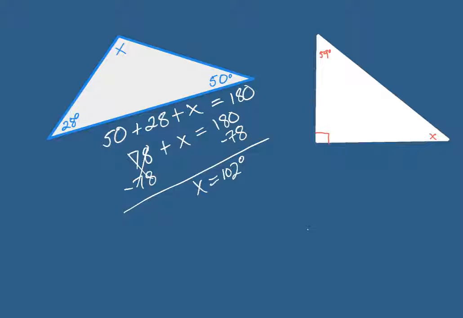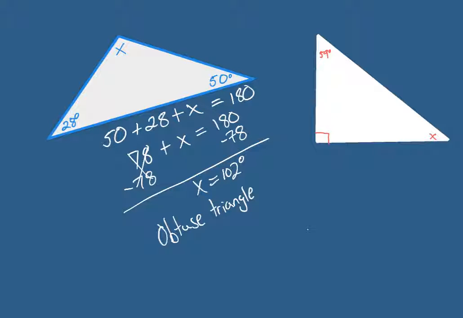Additionally, we can label this an obtuse triangle because it has an angle that is greater than 90 degrees. It would be a right triangle if it had a 90-degree angle, and an acute triangle if all of its angles were smaller than 90. All right, let's try the next example.